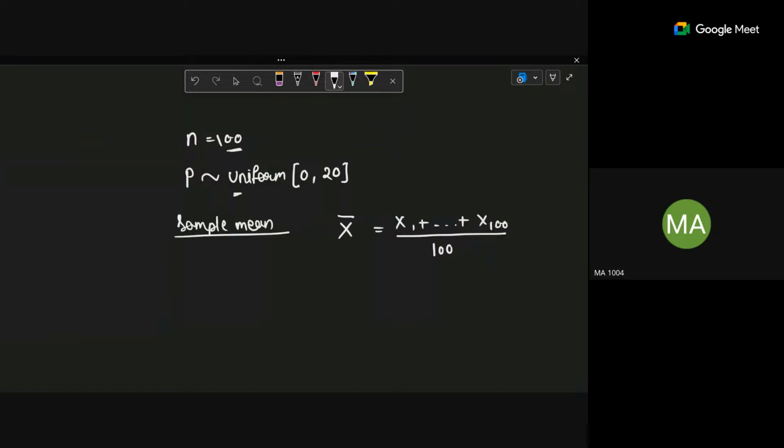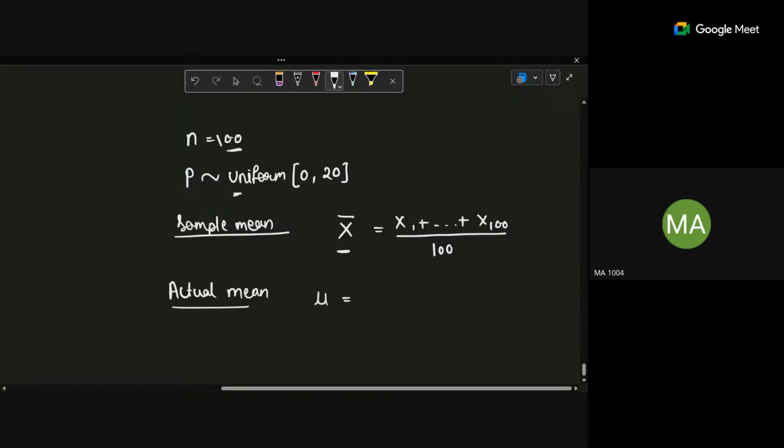They are asking the probability that the sample mean will be at least 2 away from the actual mean. What is the actual mean? What is the sample mean? Sample mean is this one, right? What is the actual mean? That's the population mean, right?